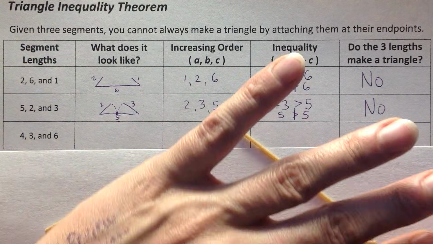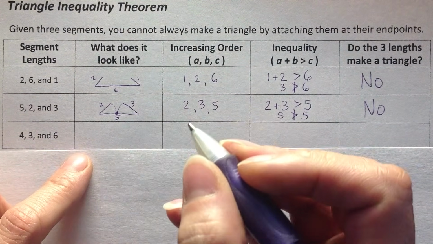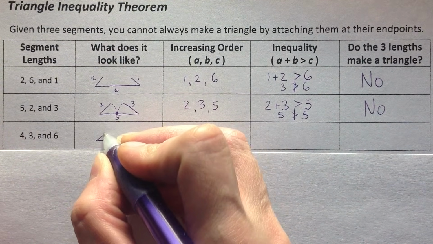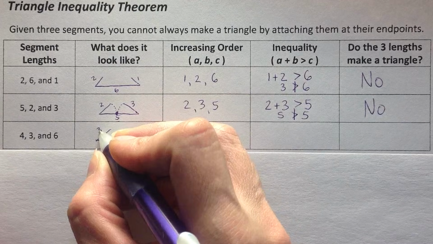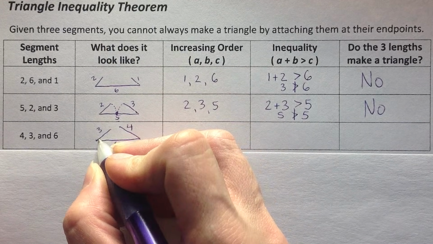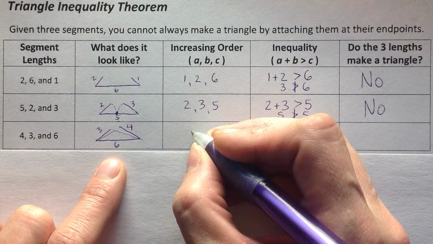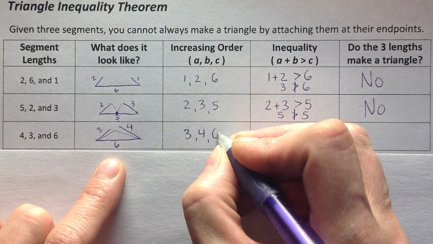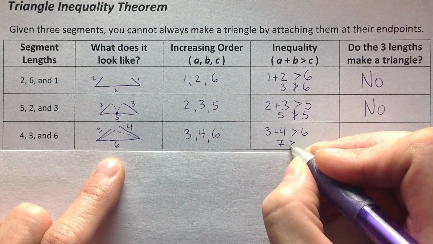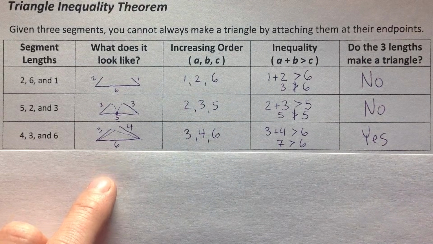So again, visualizing it in your head or on a piece of paper, I actually am just picturing it in my head. Laying the longest one down, attaching the 2 shorter pieces, and asking if it's going to make a triangle. 4 and 3, they're going to be able to meet to make a triangle because they add up to 7. So put them in order, 3, 4, 6, add the 2 shorter ones, and that was going to have enough space to create a triangle. Yes, it will make a triangle.